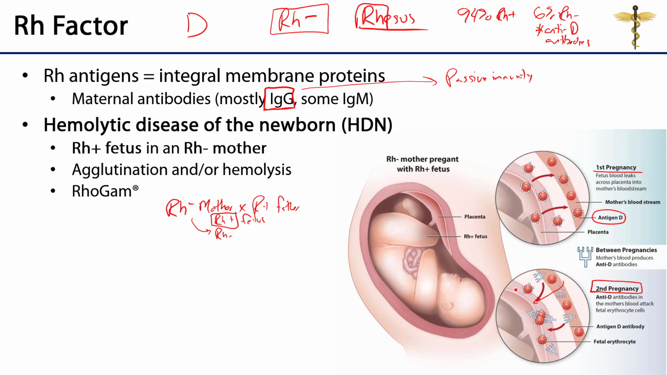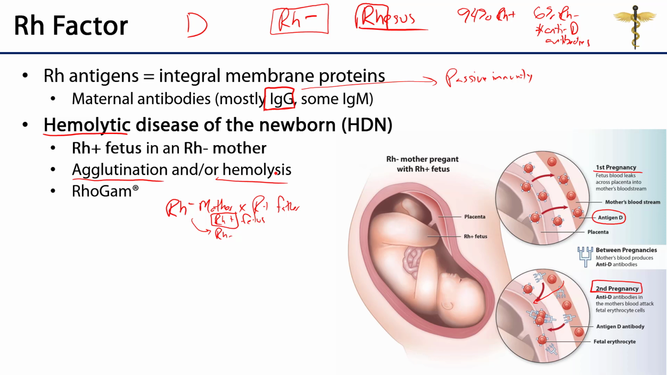This is known as hemolytic disease of the newborn. Hemolytic, so lysis of blood cells of the newborn. And there can be both agglutination and or hemolysis. So the erythrocytes can clump or they can be lysed.